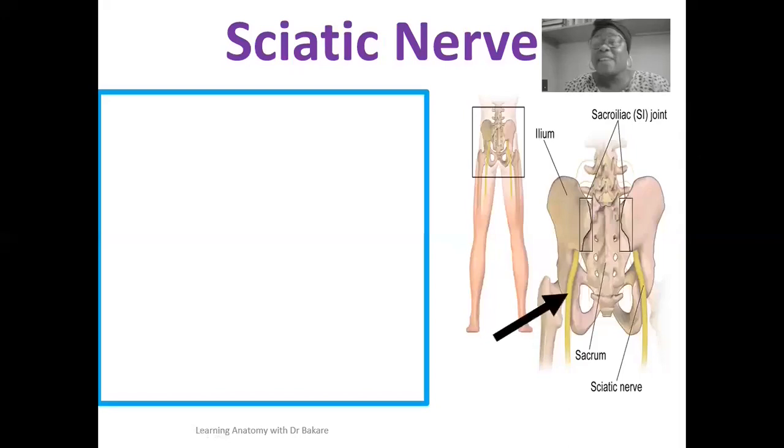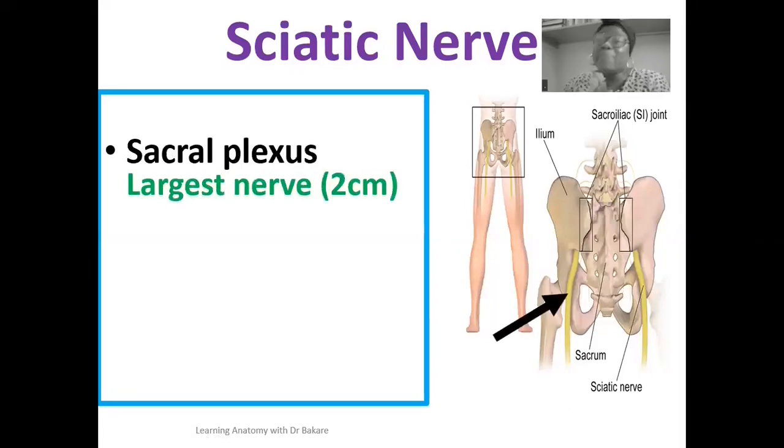This is the sciatic nerve that is arrowed here in black. This nerve, we say that it is an emergence from the sacral plexus. We know that the sacral plexus is a collection of nerves that is seen in the posterior lateral wall of the pelvic cavity. This sacral plexus is seen to produce a number of branches, one of which is the sciatic nerve. The sciatic nerve is the largest nerve in the body, and it is about 2 centimeters in thickness.